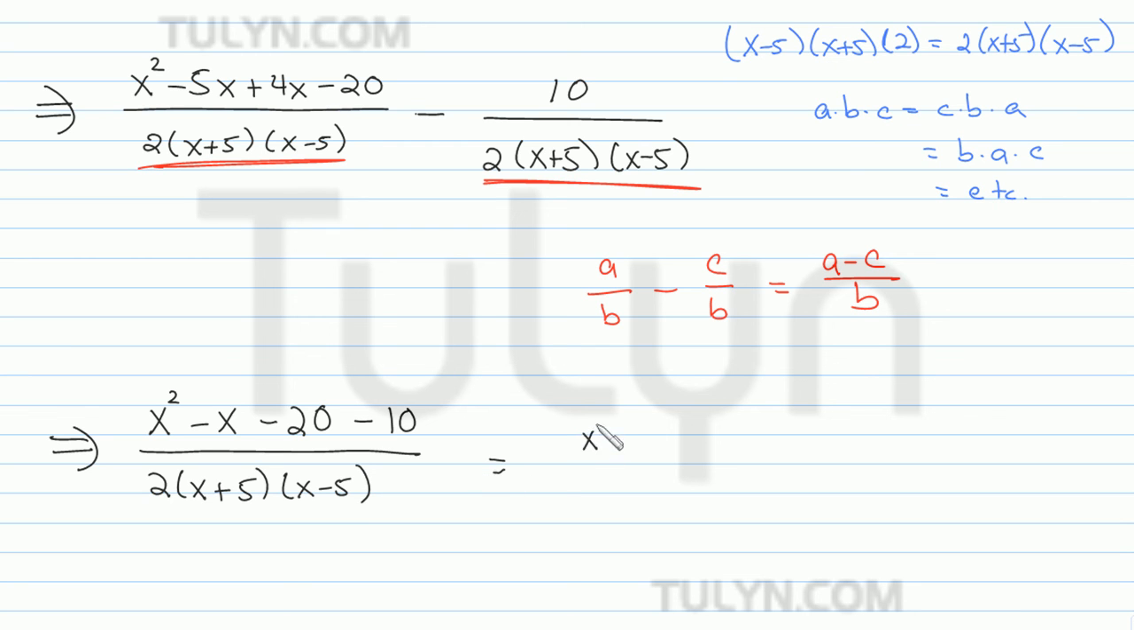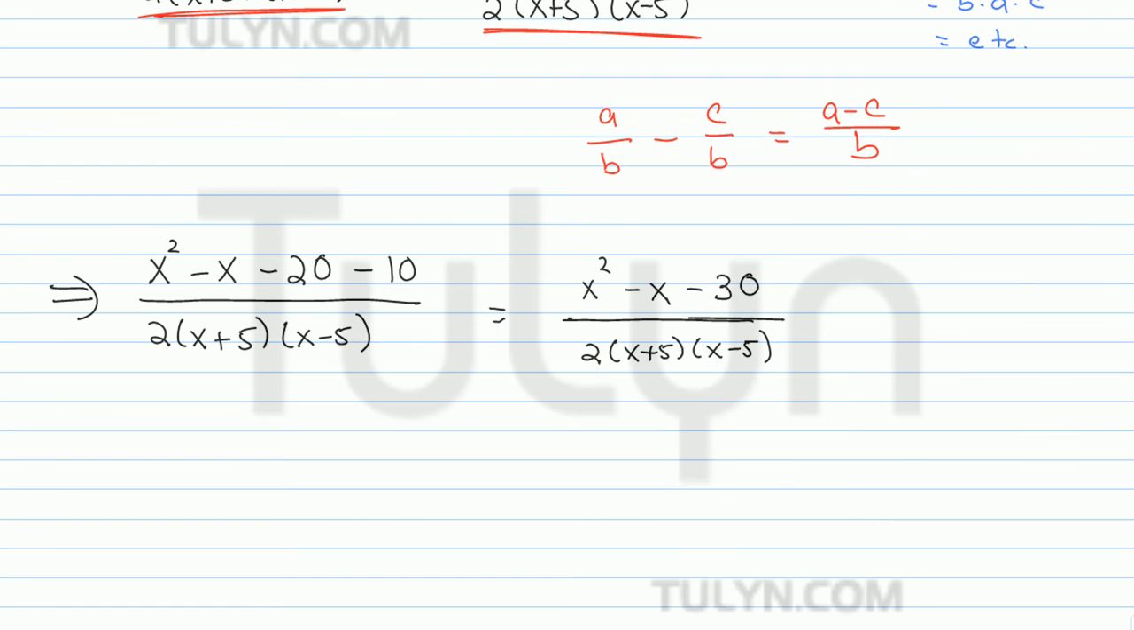Okay, then simplifying further, we get x squared minus x minus 30, all over 2 times x plus 5 times x minus 5. And now in the numerator we have a quadratic expression, and by now you should be itching to try to factor it, because that's what we do with a quadratic, right? So factoring the numerator, I believe the factors are x minus 6 and x plus 5. And if you're never sure, you could always check by FOILing it back in. You get x squared minus 6x plus 5x minus 30, which is x squared minus x minus 30.